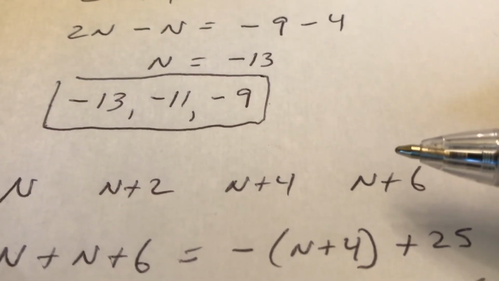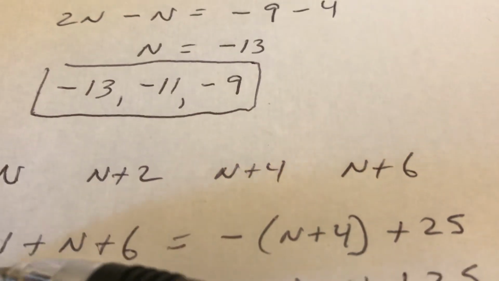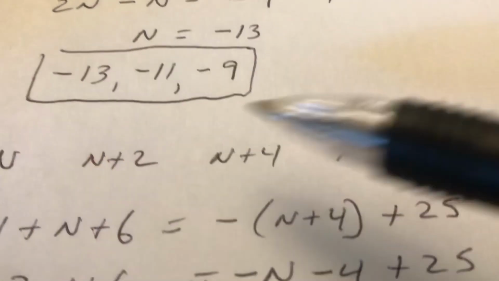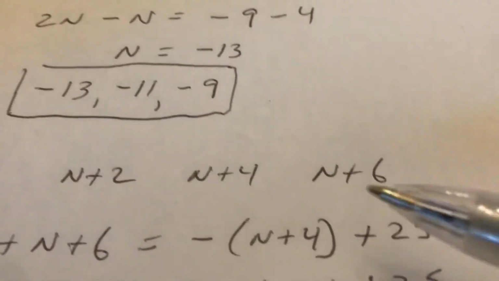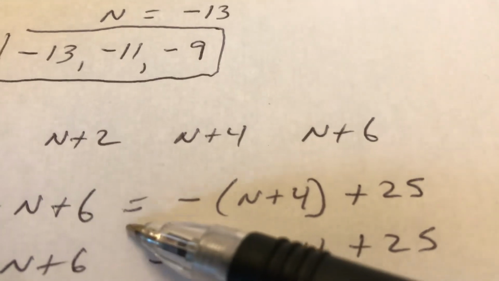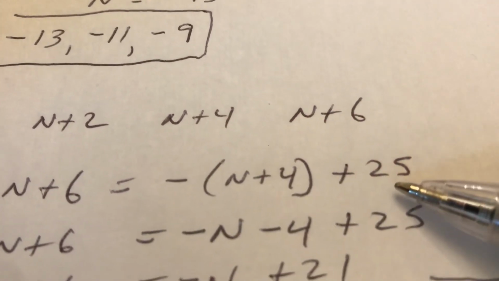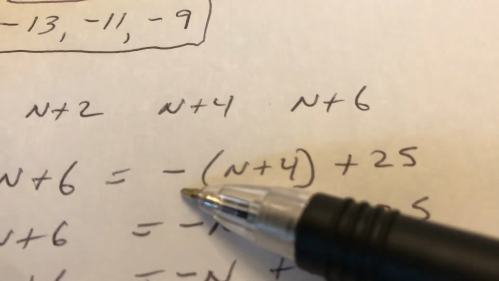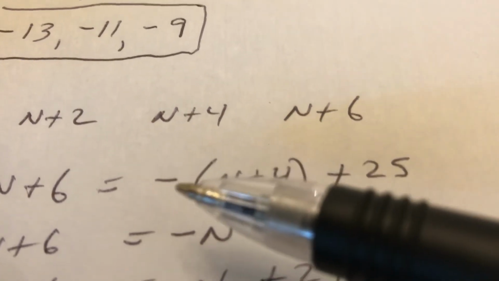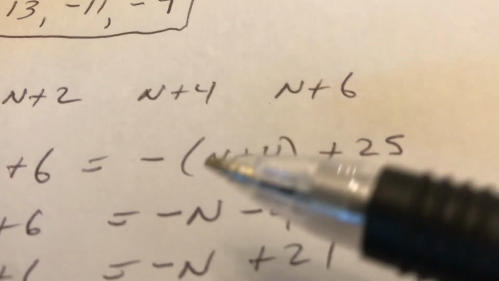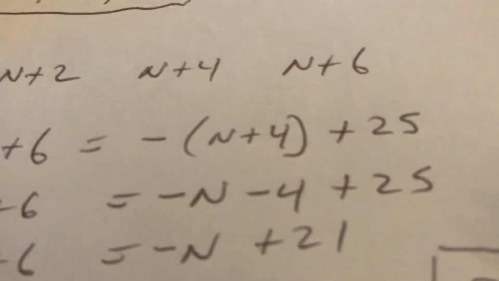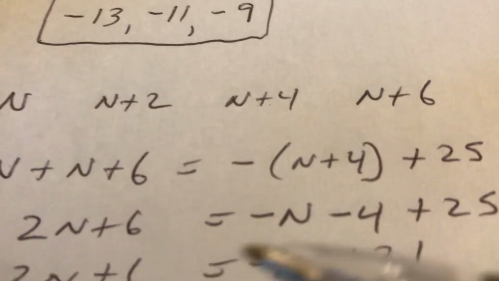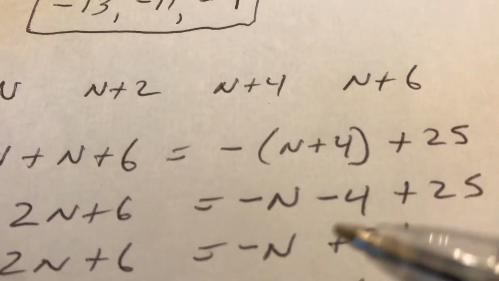Okay, so it said the sum of the first and the fourth. So here's the first, and here's the fourth. The sum of the first and the fourth is 25 greater, is the equal sign, plus 25. The opposite of the third. Now the opposite means the negative. Now I could just write negative n minus 4, but I wait a step to show you that. It's the negative of n plus 4, which ends up being negative n minus 4.